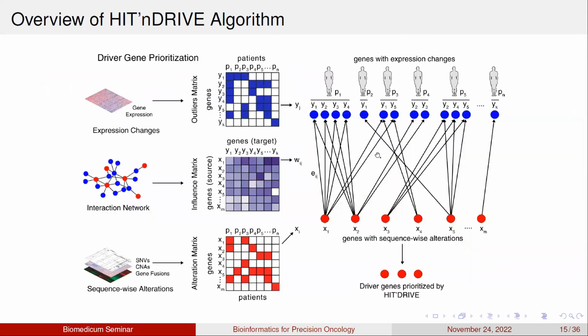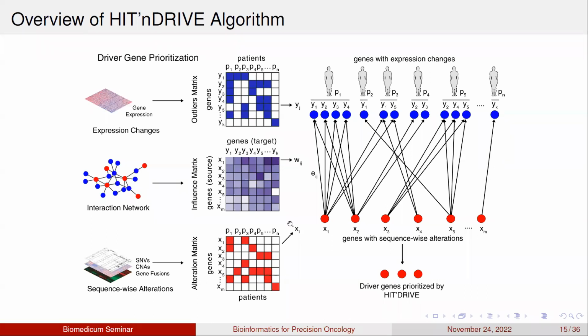And this is the overview of the algorithm that we built. We have different sequence alteration data that comes from DNA sequencing. We could have mutations, changes in copy number, or gene fusions within individual cancer patients, and we can represent this information as a binary matrix of patients versus genes. So we can tag which genes are mutated in individual cancers.